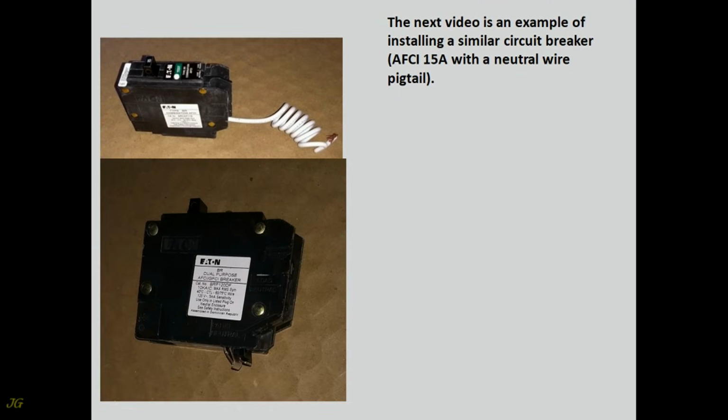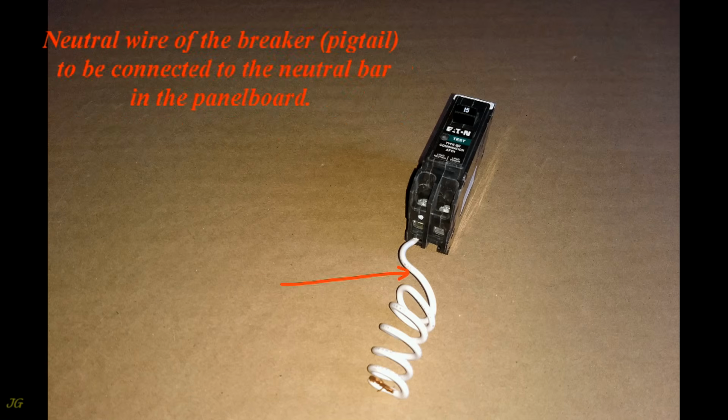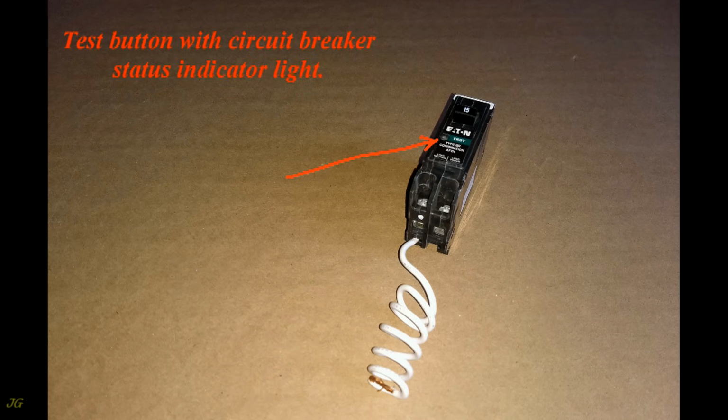The next video is an example of installing a similar circuit breaker, AFCI 15 amps with a neutral wire pigtail. Cutler Hammer AFCI, arc fault circuit interrupter, combination type circuit breaker with pigtail that can be installed in all listed panel boards. Neutral wire of the breaker pigtail to be connected to the neutral bar in the panel board. Neutral wire terminal. Hot wire terminal. Test button with circuit breaker status indicator light.